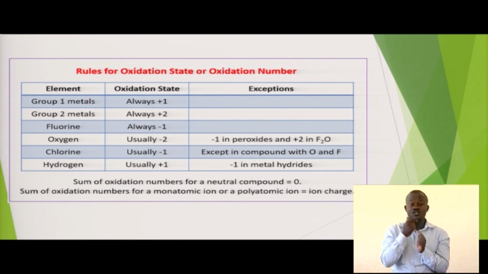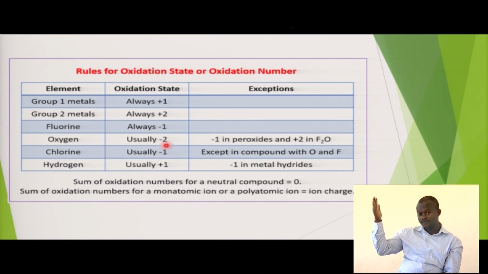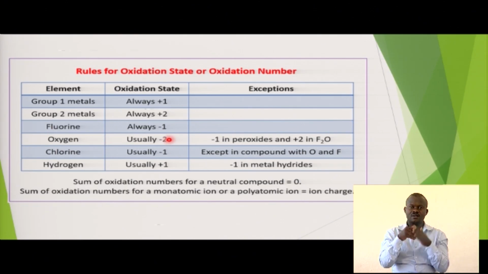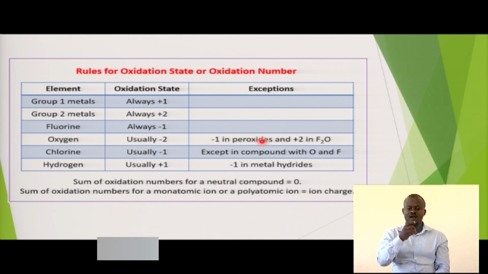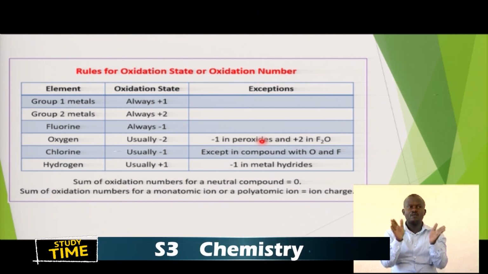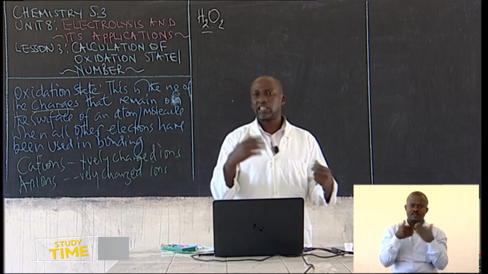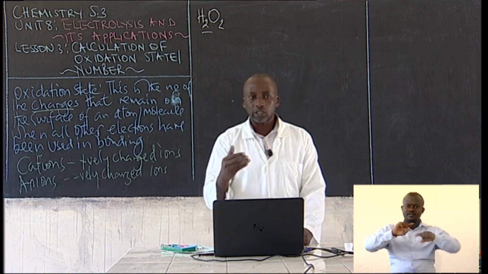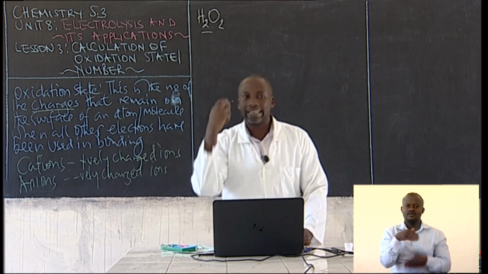When we look at the screen properly, we can see that oxygen carries a negative 2, but it is negative 1 in peroxides. If you have peroxides, can you give examples of the peroxides? I hope so. We have hydrogen peroxide, that is the common one, and sodium peroxide and so many others. So in peroxides, oxygen carries negative 2.